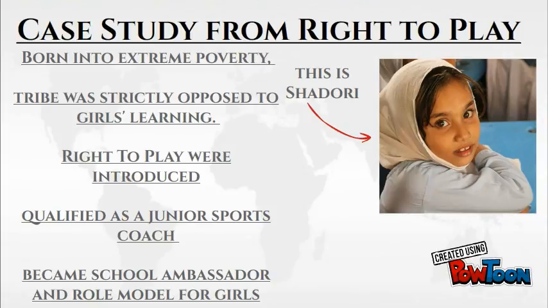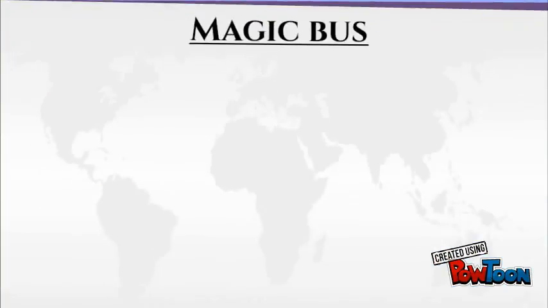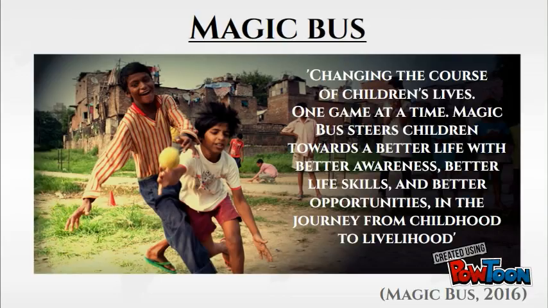Shidori is just one of many girls helped by Right to Play. When they were introduced to her community, she was able to qualify as a junior sports coach, become a school ambassador and a role model for many more young women. Despite the fact her tribe were opposed to the girls learning, she broke through this barrier and proved them all wrong. Magic Bus is another example of an NGO.